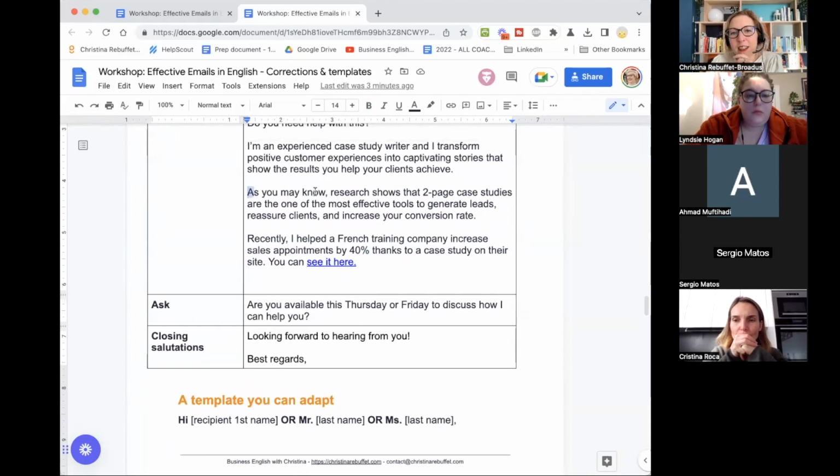And then they put in a little bit of research, some statistics to maybe justify their services or to support their argument. As you may know, research shows that 2-page case studies are one of the most effective tools to generate leads, reassure clients, and increase your conversion rate. So I say, okay, no, I didn't know that, but now I do know that.